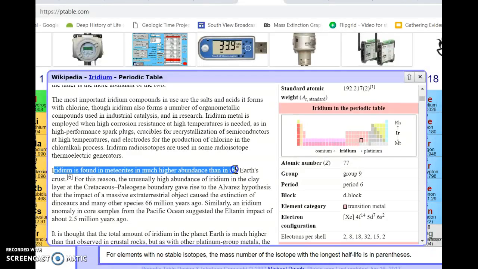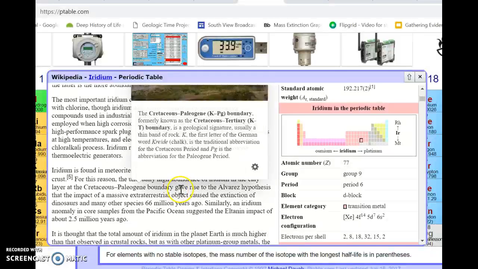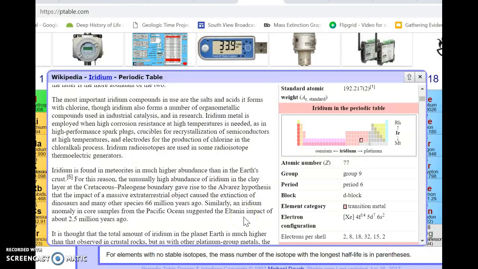Okay, so I'm going to read a little bit right here at this point. It says, iridium is found in meteorites in much higher abundance than in the Earth's crust. For this reason, the unusually high abundance of iridium in the clay layer at the Cretaceous-Paleogene boundary gave rise to this Alvarez hypothesis that the impact of a massive extraterrestrial object, meaning something from outer space, caused the extinction of the dinosaurs about 66 million years ago. Okay, so we're going to be done reading at that point.